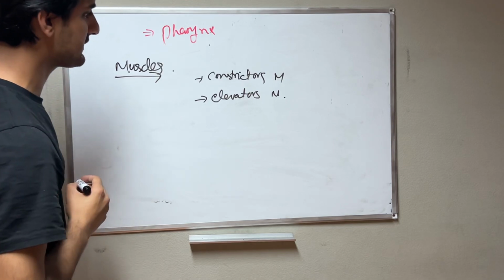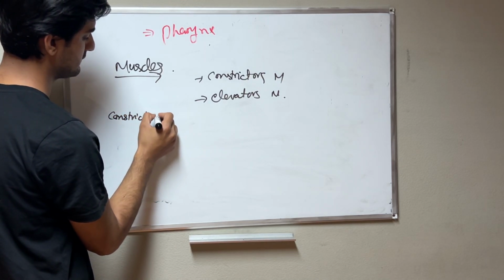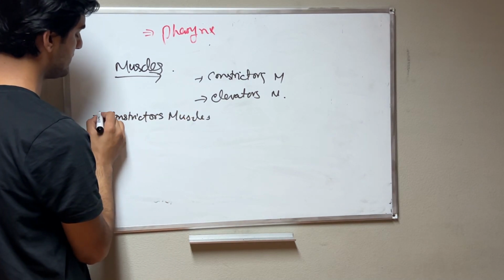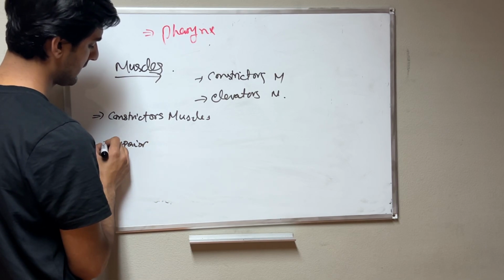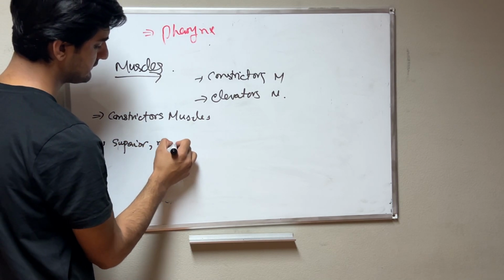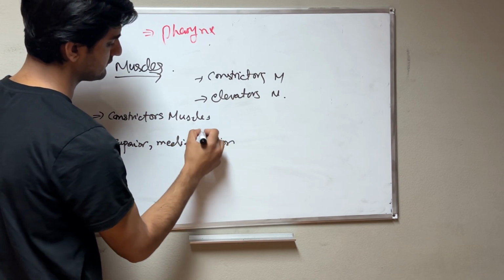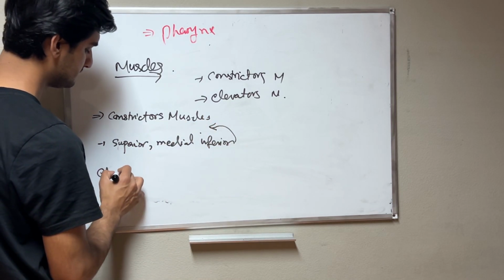If we talk about the constrictors, we have three muscles. First we have the superior, medial, and inferior constrictor muscles.